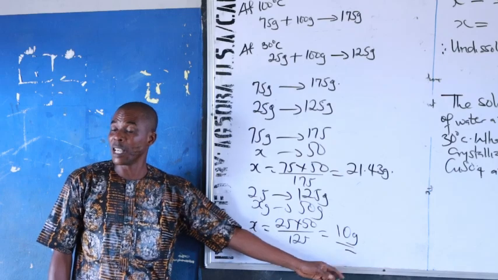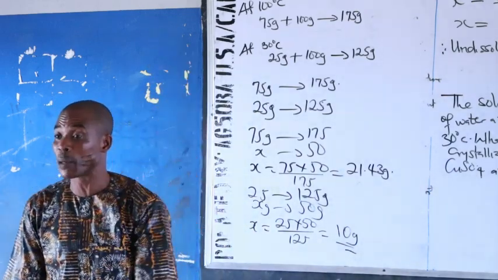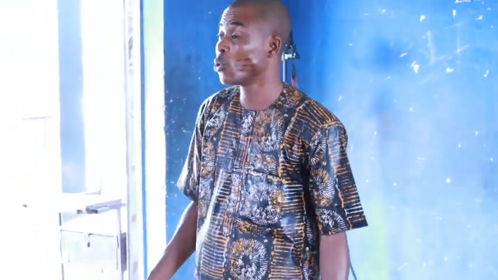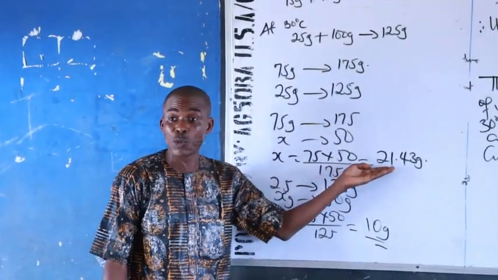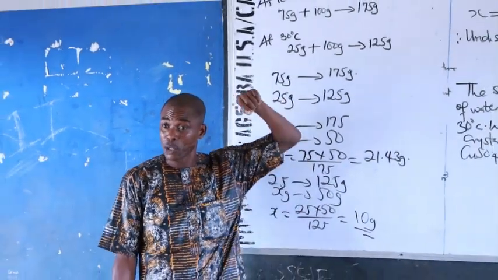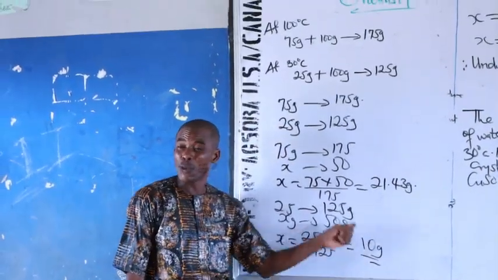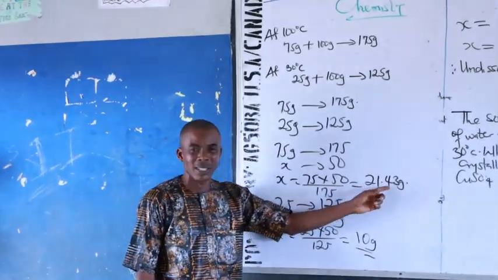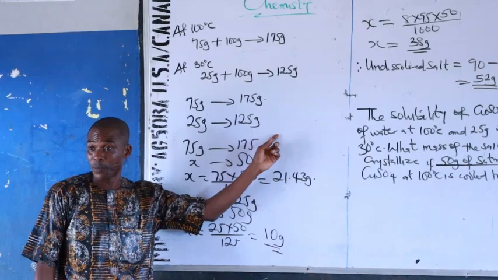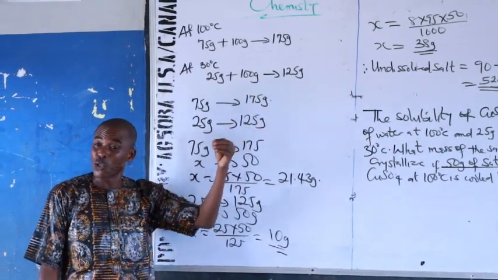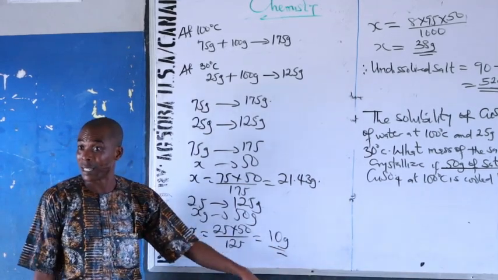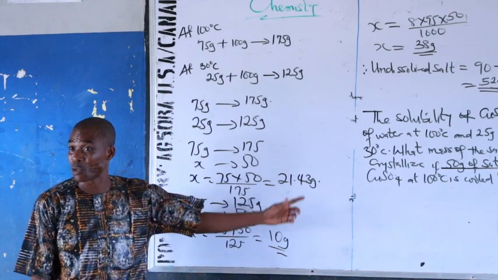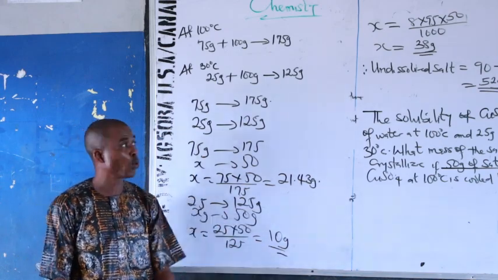10 grams. If you now cool from high temperature to low temperature, what will be the mass of the solute that will remain insoluble? What do we do? Subtract. Because if at 100 degrees centigrade you can have 21.4, and when the temperature is 30, you can only have 10. If you have dissolved 21.43 grams of the salt at 100, and the solution is allowed to cool to 30, you can only have 10 grams that will dissolve. What will be the mass that will not dissolve? Subtract this from this.